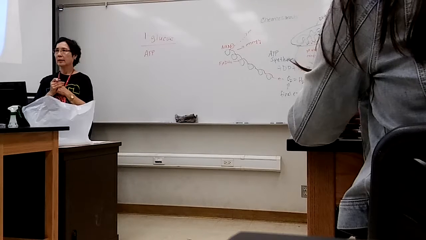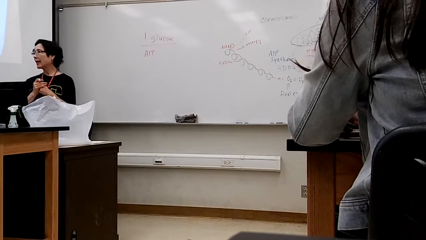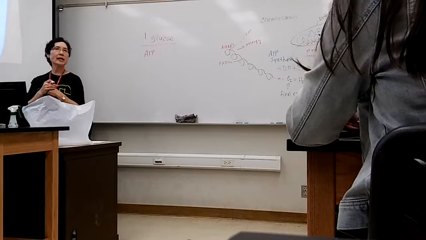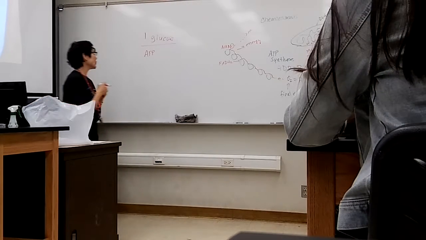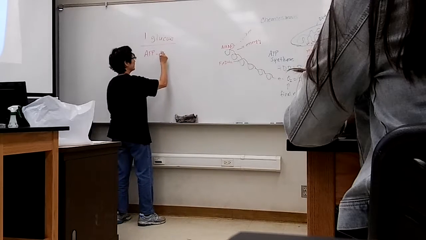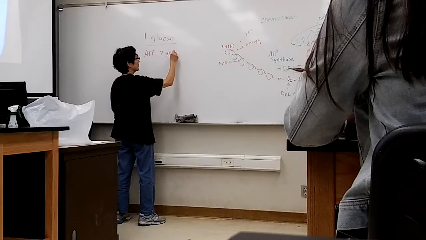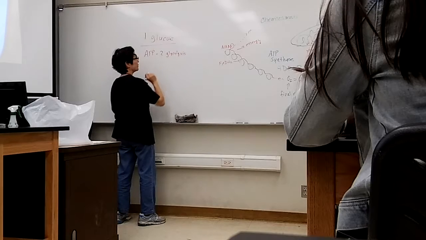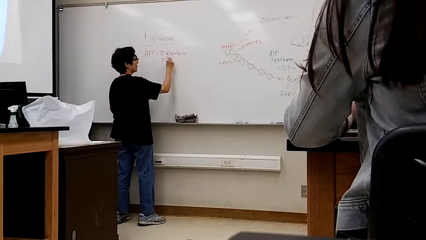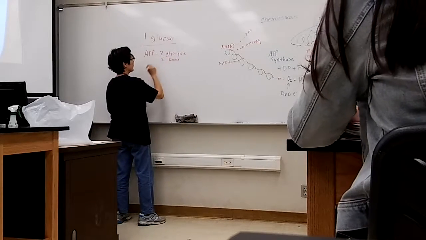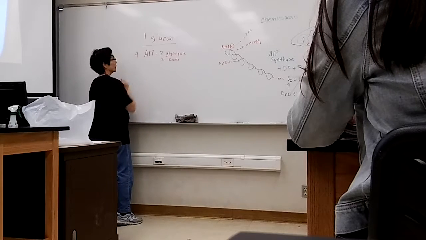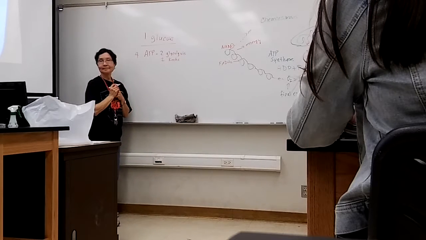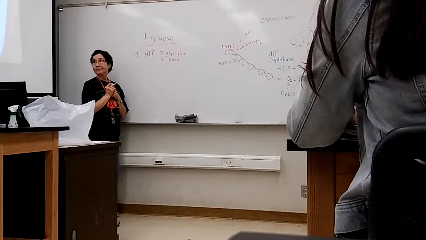Look at glycolysis. What was the net yield of glycolysis? 2. Okay, so we have 2 there from glycolysis. How many in the Krebs cycle? 2. Okay, so we have 4 that are made outright. You see where that came from? Okay.